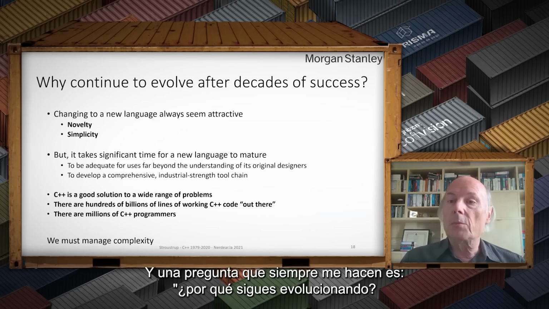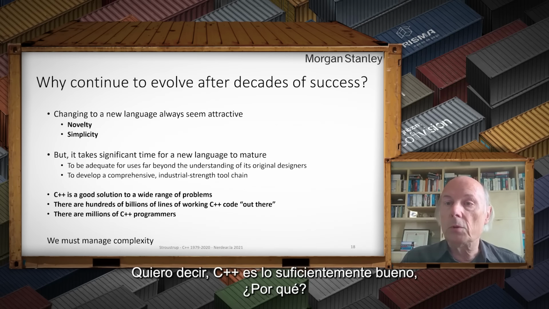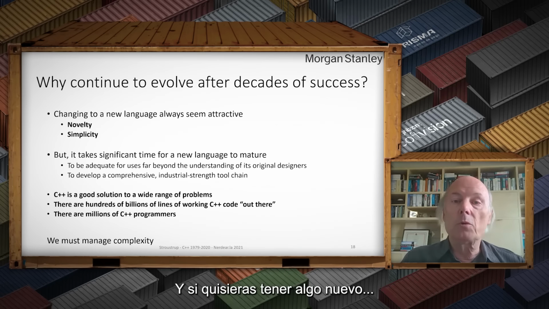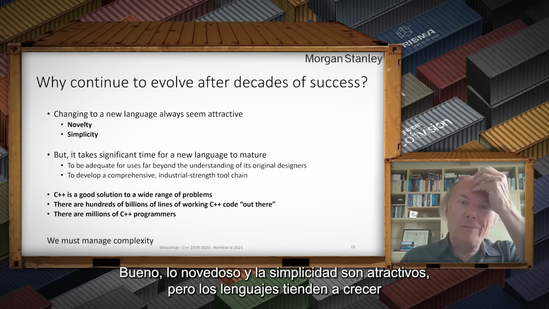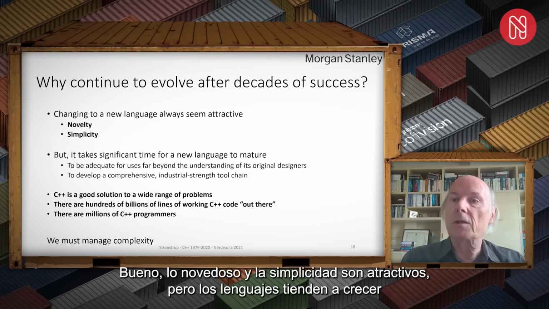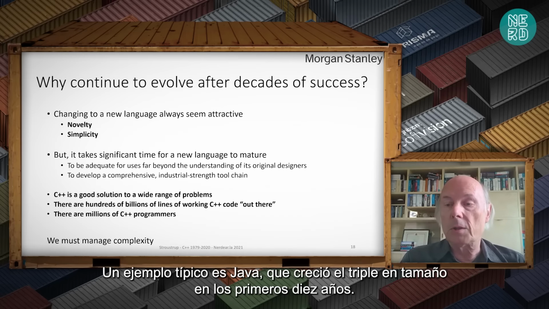One question that I sometimes get is, why do you continue to evolve? Why don't you just stop? I mean, C++ is good enough, so why? And if you want to get something new, get a new language. Well, novelty and simplicity is attractive, but languages tend to grow and get more complicated as they get mature. Typical example is Java, that tripled in size in the first about 10 years.